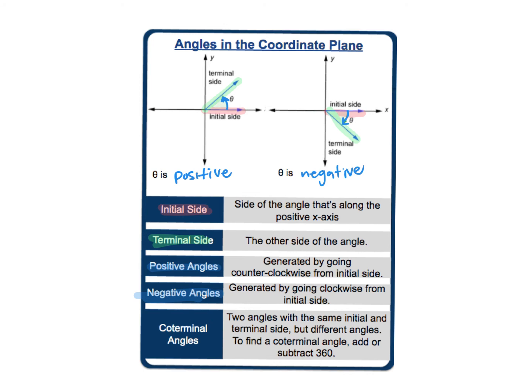The last thing you need to know are coterminal angles. There are two angles with the same initial and terminal sides, but different angles, like different angle measures. To find a coterminal angle, you're going to add or subtract 360 from your initial angle measure.